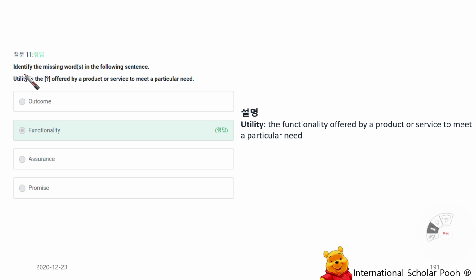Identify the missing words in the following sentences. Utility is functionality offered by a product or service to meet a particular need. Utility, the functionality offered by a product or service to meet a particular need.